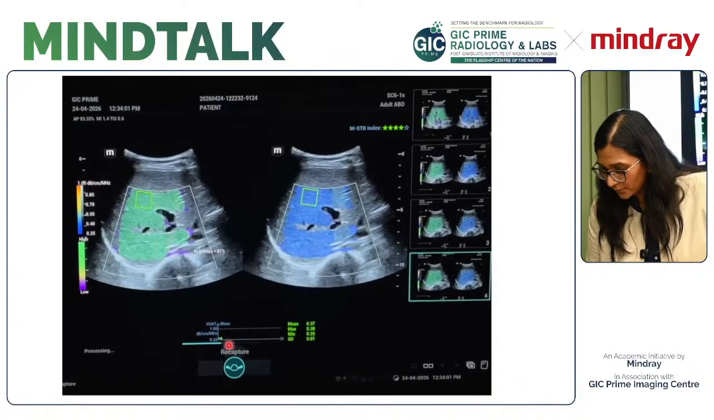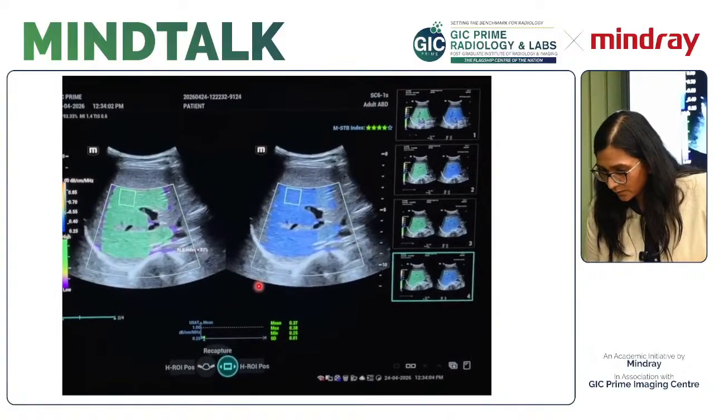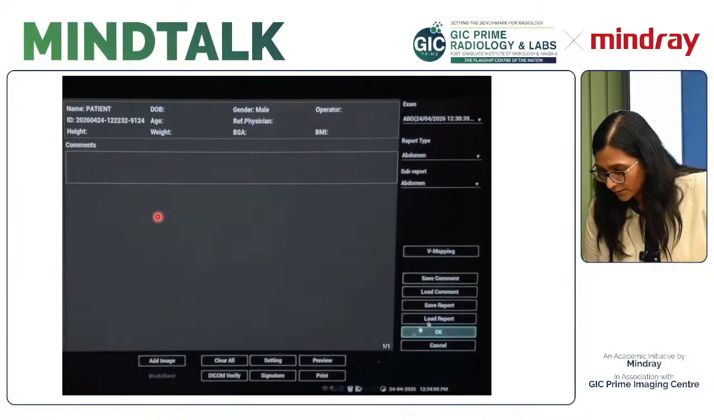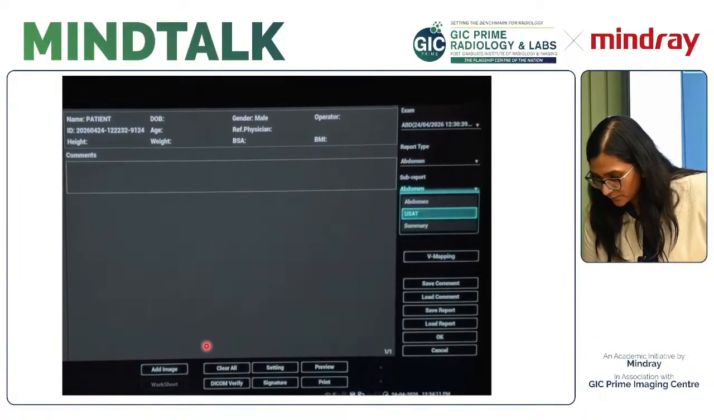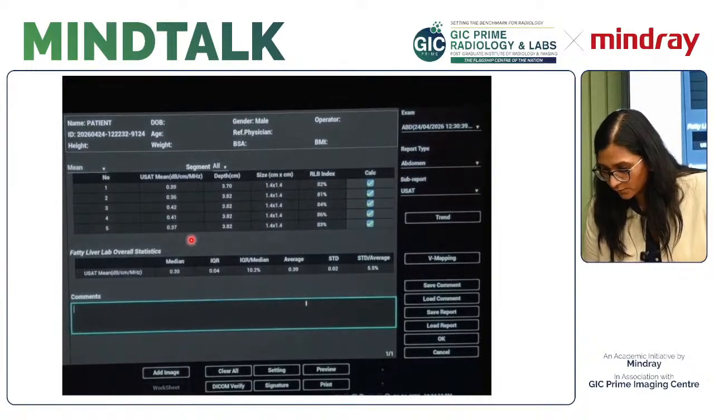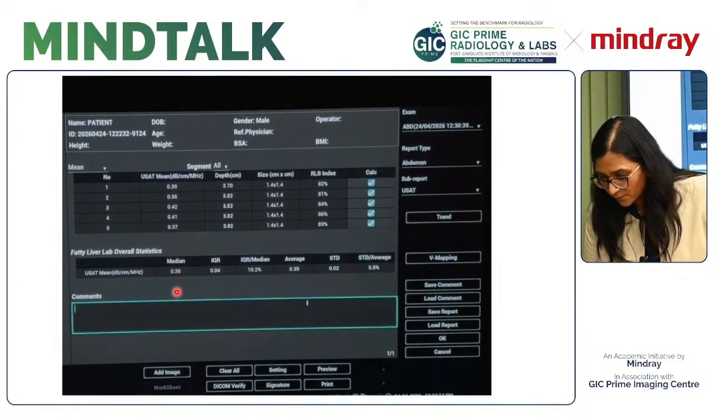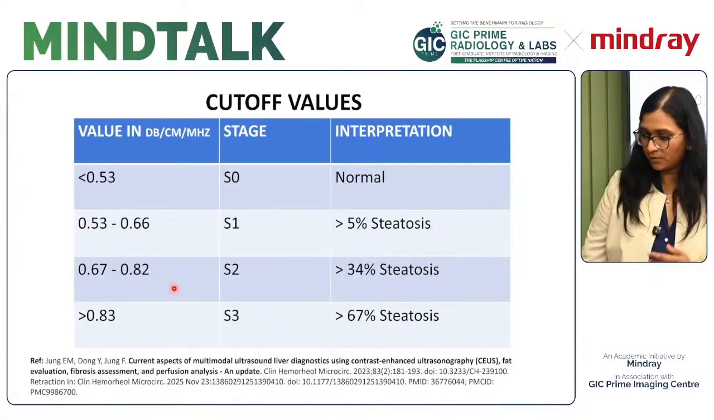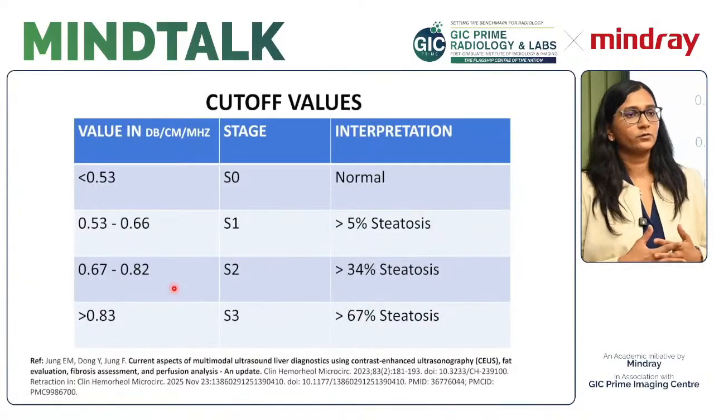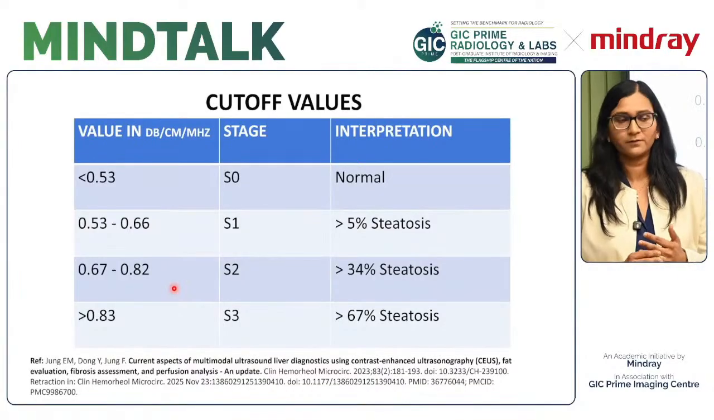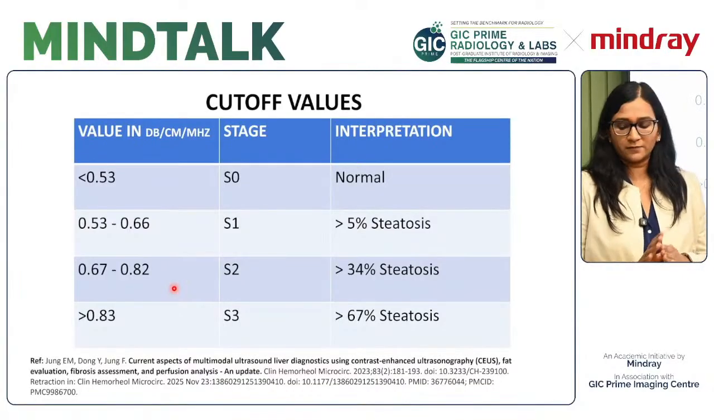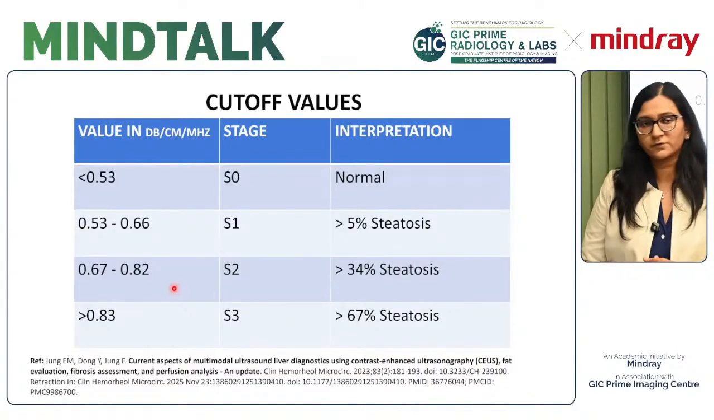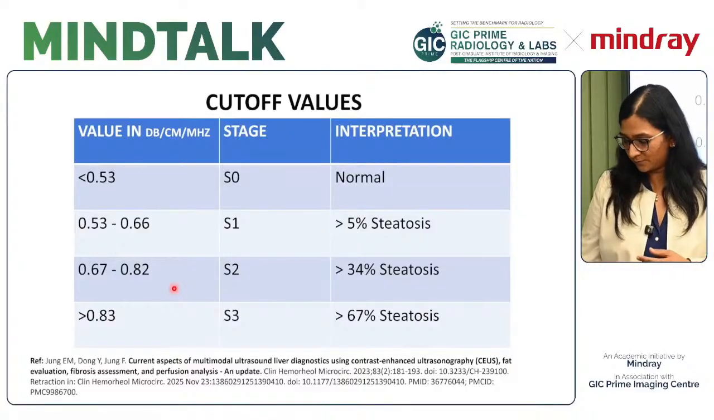Here I have shown that, as you can see, the box is at least 2 centimeters below the liver capsule, and I have taken the measurements, and the machine has generated the median value of the 5 readings, which is 0.39. This is the standard cutoff criteria to grade the liver fatty infiltration. If it is less than 0.53, it is normal, and if it is greater than 0.83, it is suggestive of S3, that is severe steatosis.